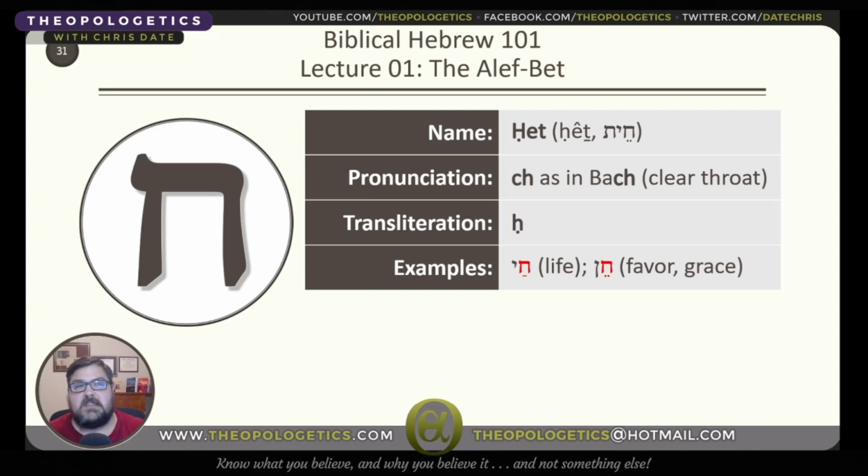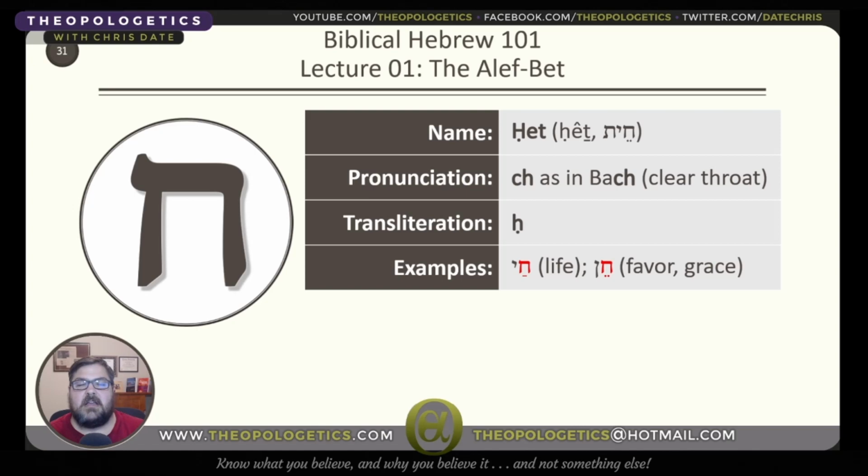But the problem is that, if I'm not mistaken, the CH in Bach and in Loch, they're a little softer, to put it one way, than the sound that this letter makes in Hebrew. In Hebrew, it's a wetter sound and a rougher sound than the CH in Bach and Loch. This almost sounds like you're clearing your throat.